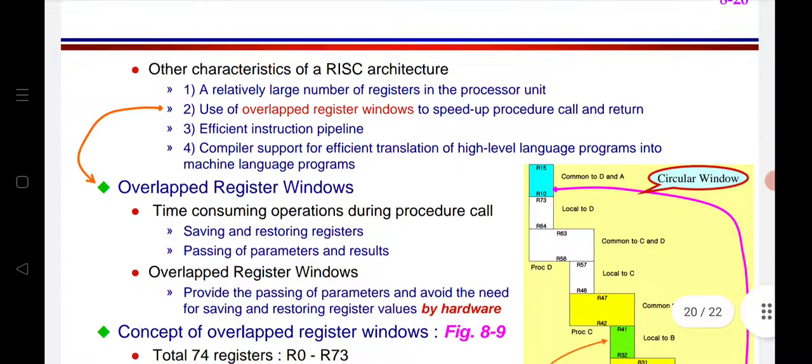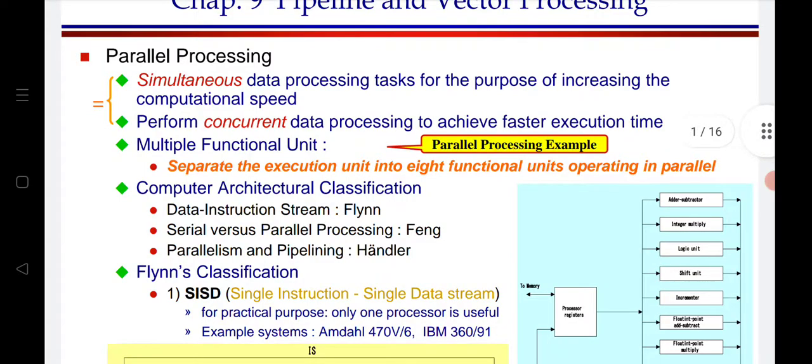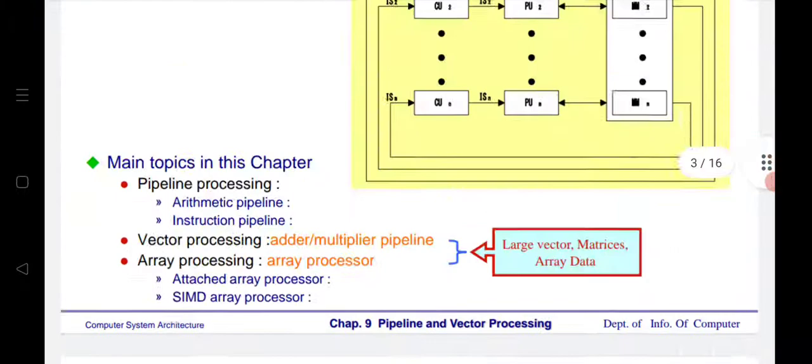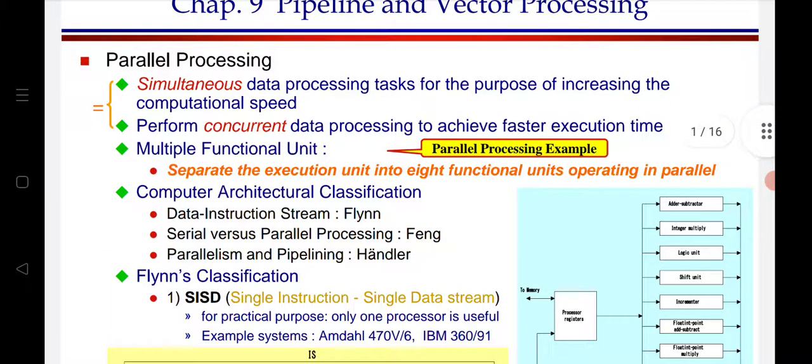Okay, next let us come to the next topic, which is known as the pipelining concept. Next comes pipelining and vector processing. What do you mean by pipelining and vector processing? We will see in today's class. Let us begin with parallel processing first. What do you actually mean by parallel processing?